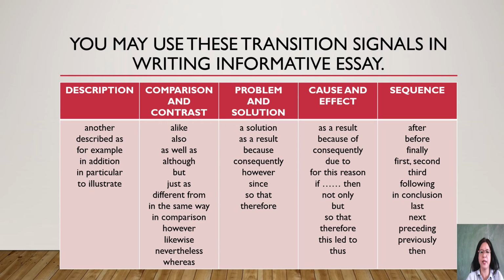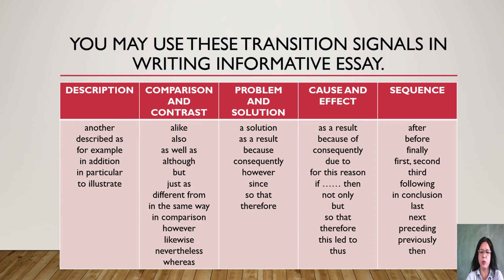For a more organized and clearer informative text, you may use the following transitional words. Under description, we have: another, described as, for example, in addition, in particular, to illustrate. For comparison and contrast, we have: alike, also, as well as, although, but, just as, different from, in the same way, in comparison, however, likewise, nevertheless, whereas.